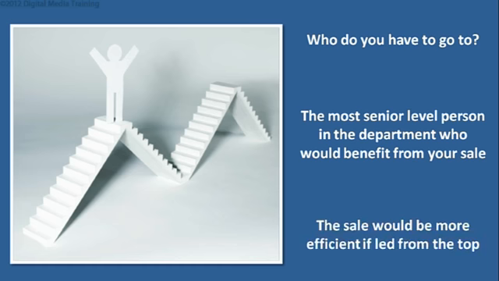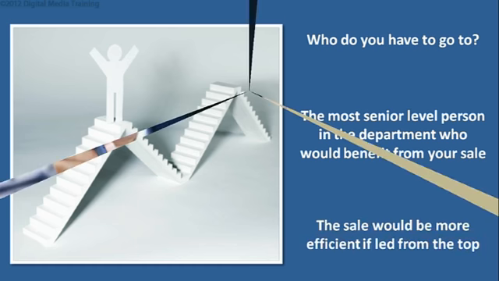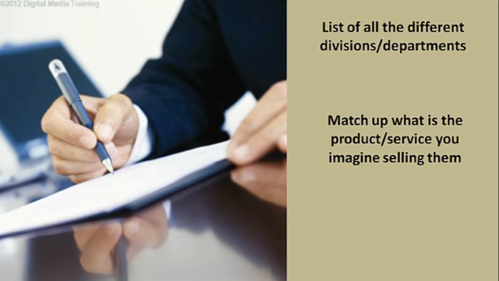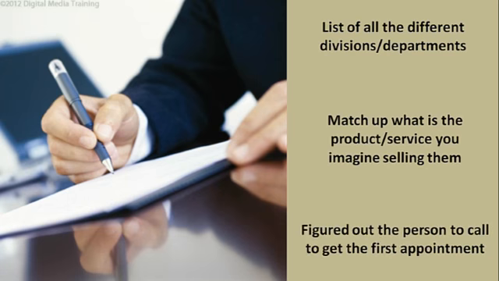And finally, if you have a list of all the different divisions and departments, and matching up with that is the product or service you imagine selling them, you've figured out the person that you'd have to call to get the first appointment of that sales process.